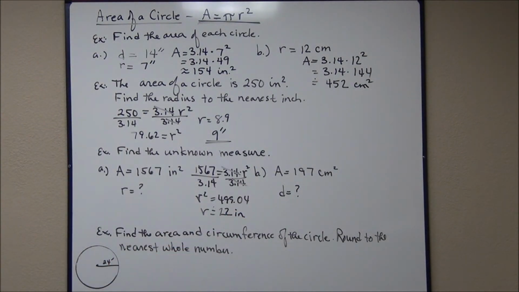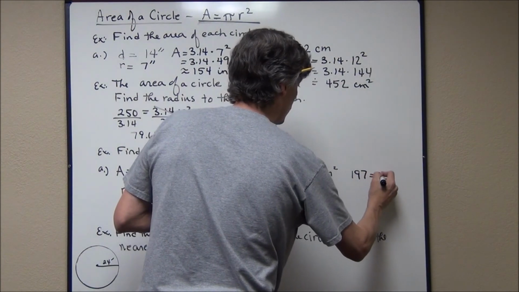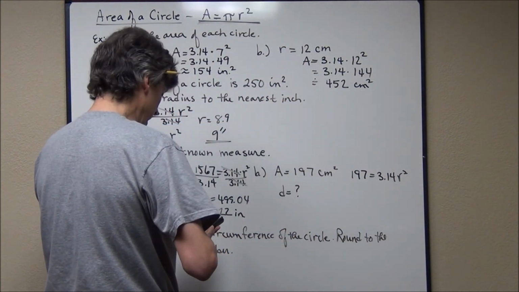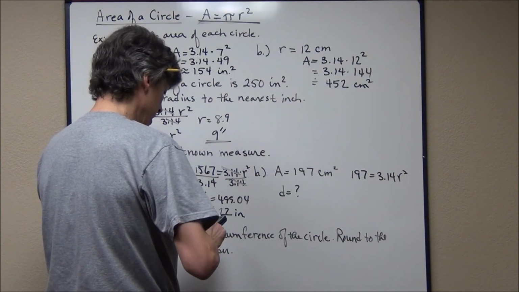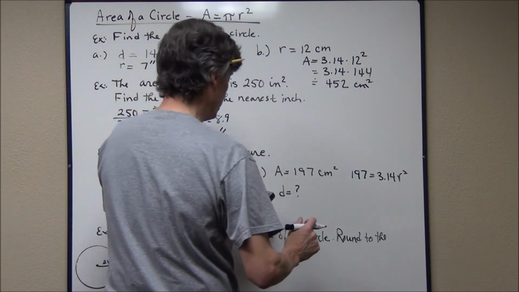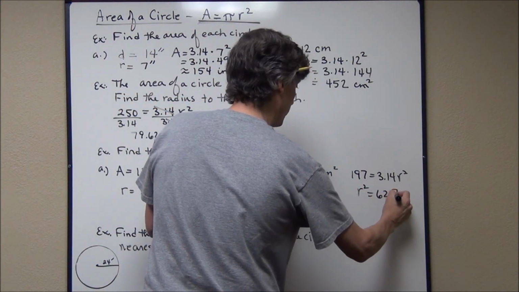Now I'm going to do almost the same exact thing on part B here, with one extra step at the end. So I'm going to take and plug into here, 197 equals 3.14 times r squared. So again, clear out, 197 divided by 3.14, and I get 62.74. I get r squared equals 62.74.